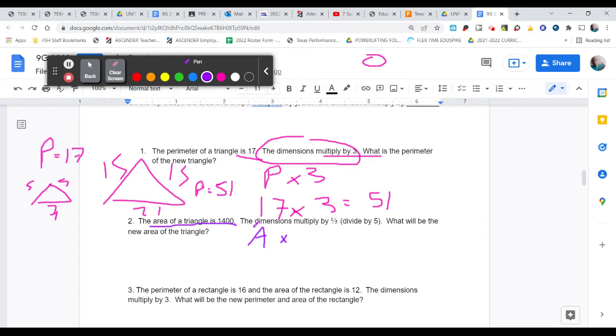1/5 squared. Okay, so the area is going to multiply by 1/5 squared. All right. What's that? You don't understand? Okay. But why? Okay, I'll show you why. Just hang tight.